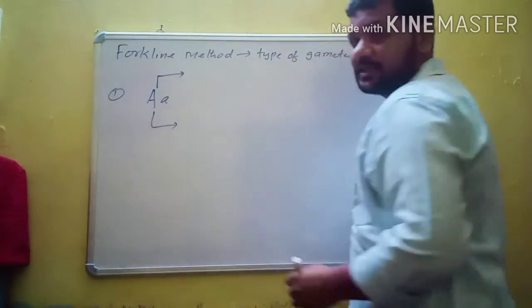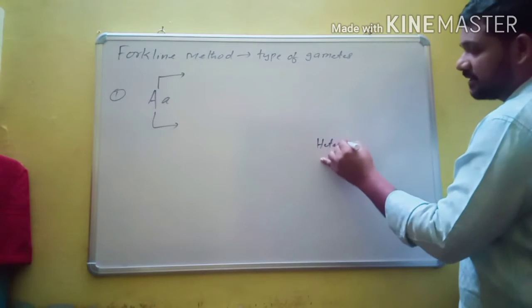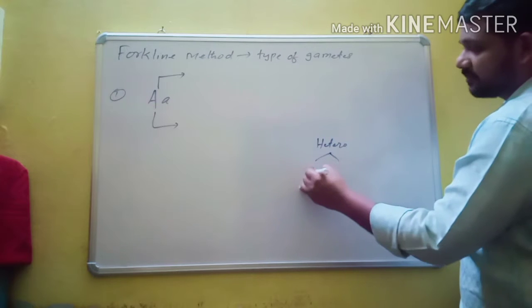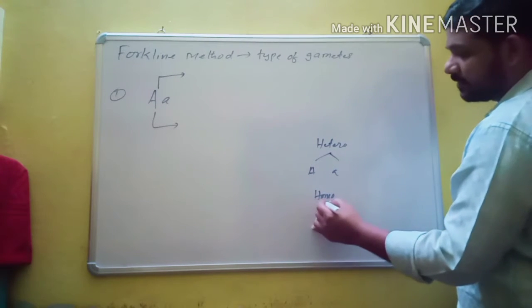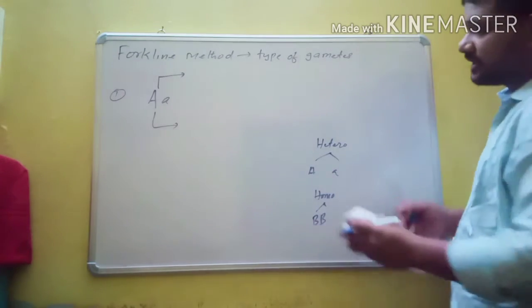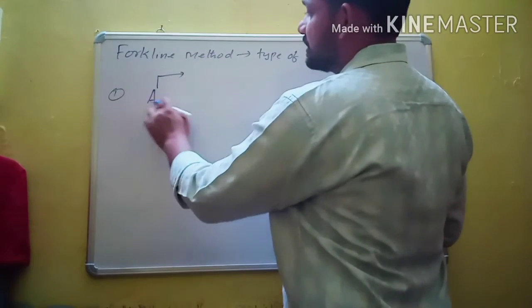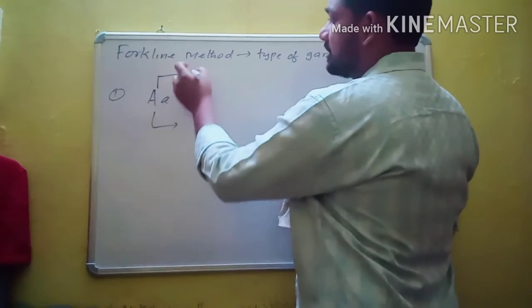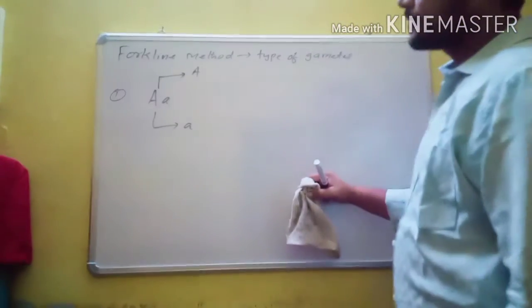In the fork line method you should remember, when the heterozygous condition comes, then both alleles can separate. When the homozygous condition comes, then both are added to the previous heterozygous alleles. For example, this is the first example. This is the heterozygous condition. That means both alleles will separate, capital A and small a. So these are the 2 gametes.